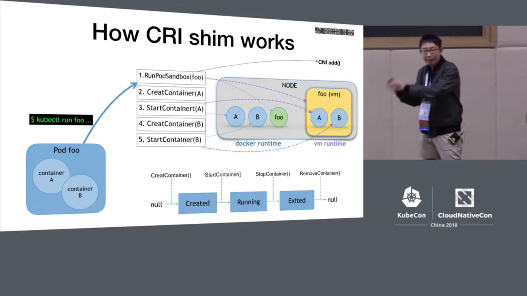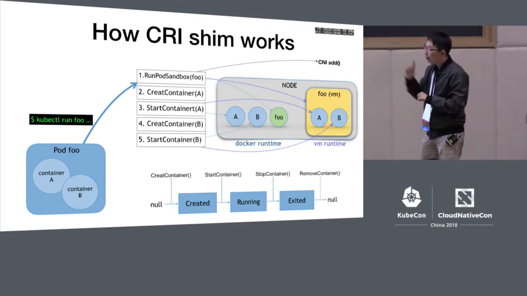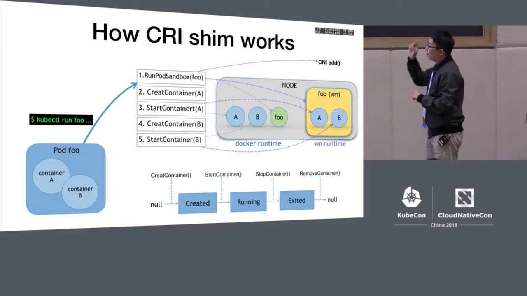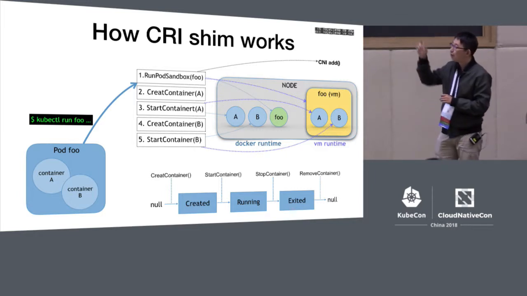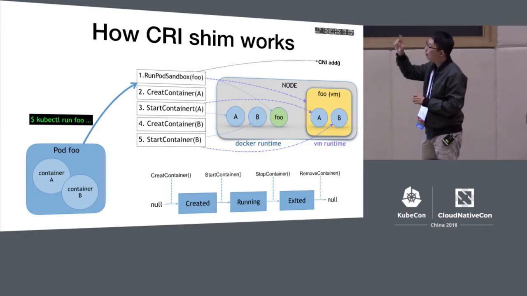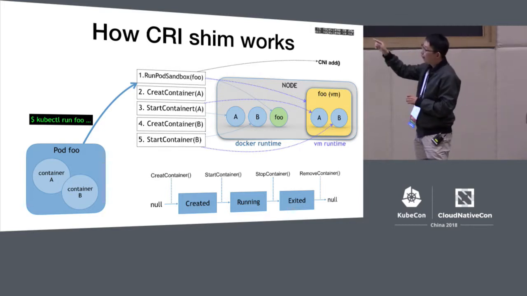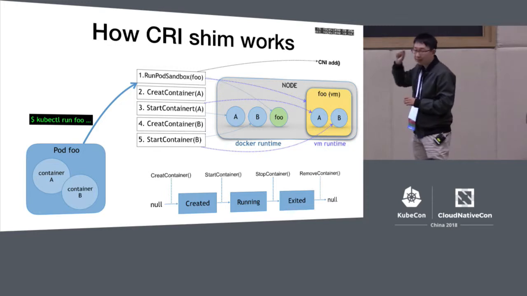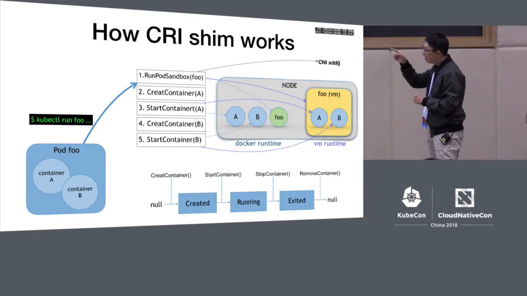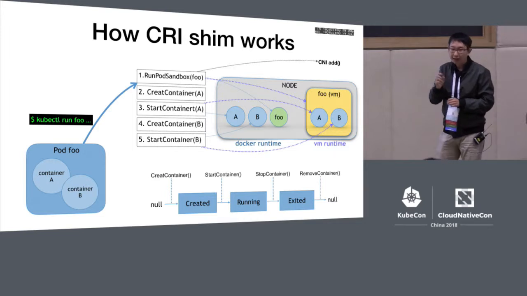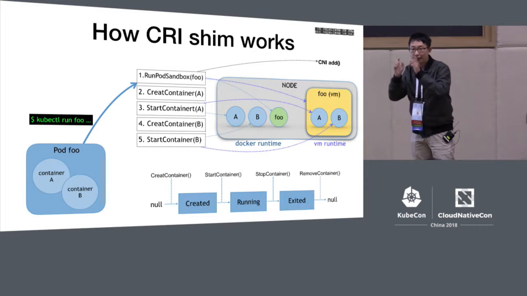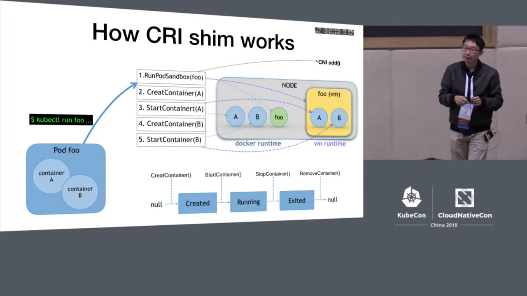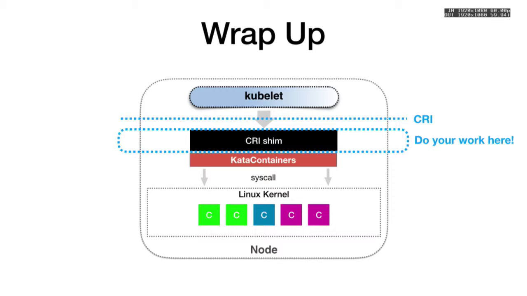What about its work? It will translate the CRI calls into runtime calls. For example, in a pod we have container A and container B. So you will submit this, and Kubernetes will follow this kind of sequence. First of all, it will run the sandbox. Then it will start up the infra container. But Kata will start up a VM instead. This is different. So when you start up container A and container B, it will start two containers. But in Kata, in the VM and in the sandbox, it will start up two namespaces. So that's the difference.